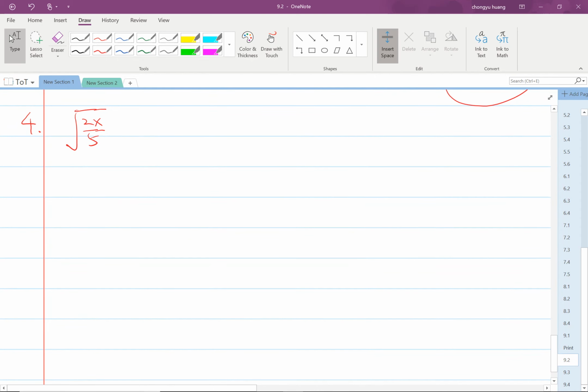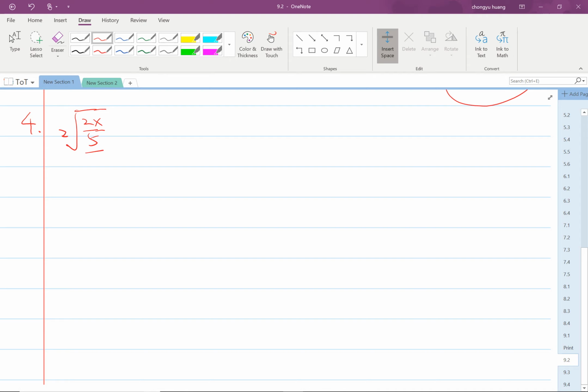Let me zoom in a little bit. Over here you can see question 4, we have a square root, and the expression inside is 2x over 5. As you can see, there is no way to make a perfect square here. Looking at what is inside, 2x over 5, we cannot make something to the power 2.